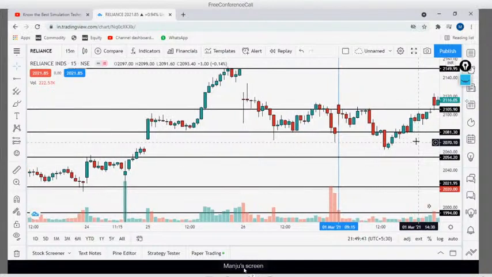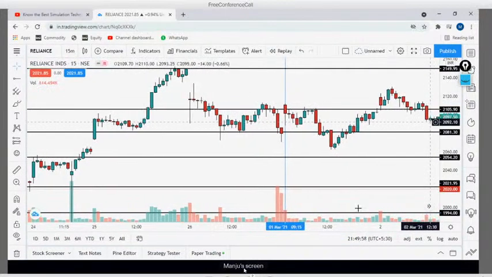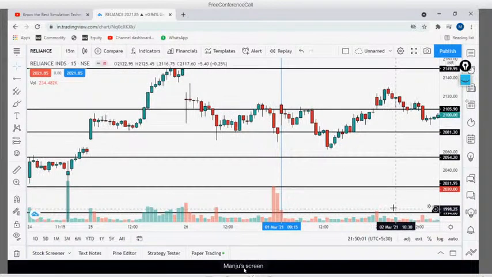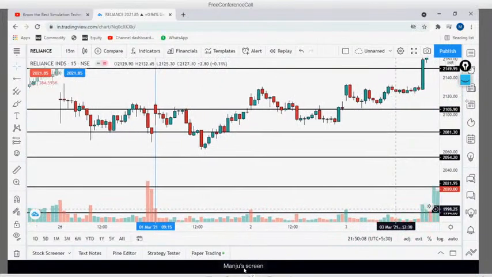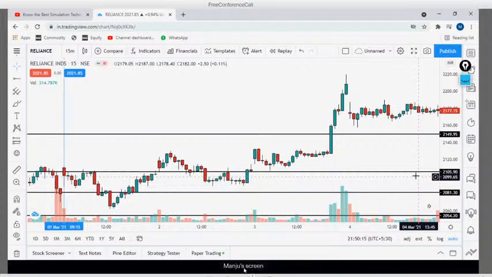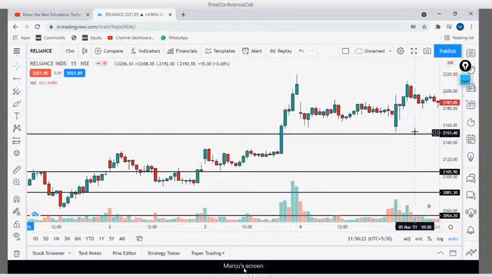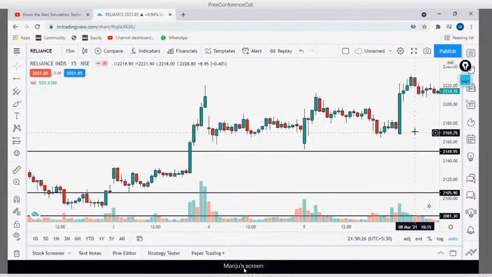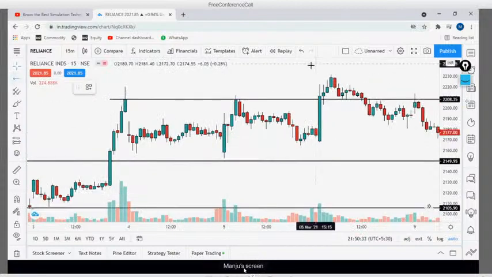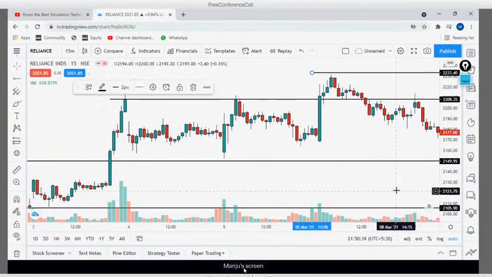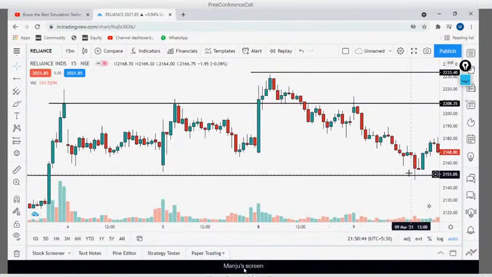See here how these are working. See here, the same level acting as a support. Once you see new resistances, you just have to mark them like this. These are all new resistances, so I'm just checking. See, the same support level again. It acted and went up. See how nicely it went up. Again, now it came to the resistance area, and again it reacted to the resistance and is coming downside.